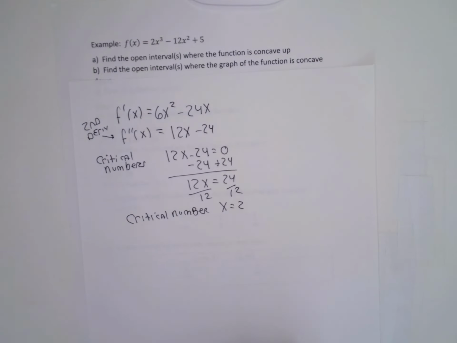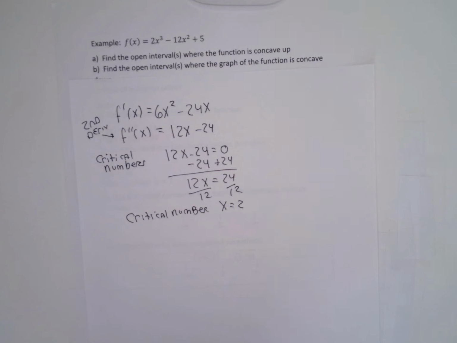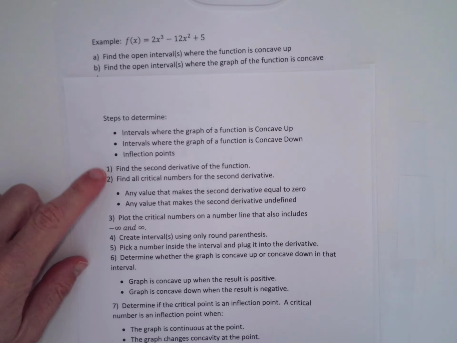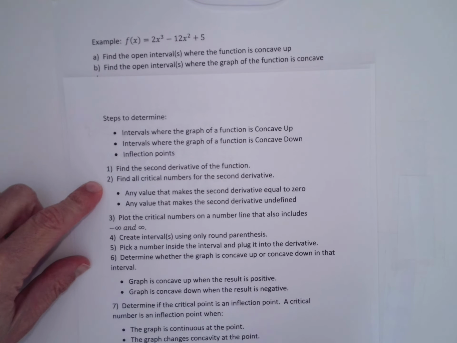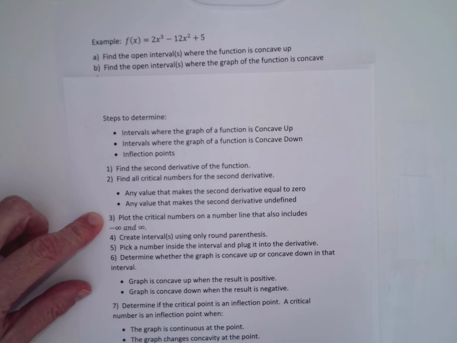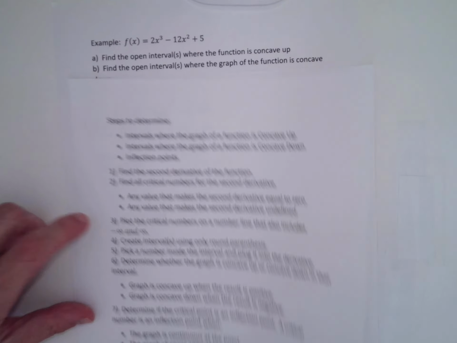There aren't separate types of inflection points, like maximums and minimums are different kinds of first derivative points. Inflection points are only one kind, whether it goes from concave up to concave down or concave down to concave up, we just call it an inflection point. So going through my work here, I found the second derivative, I found my critical numbers. Now I'm going to plot them on the number line with the infinities and create intervals.